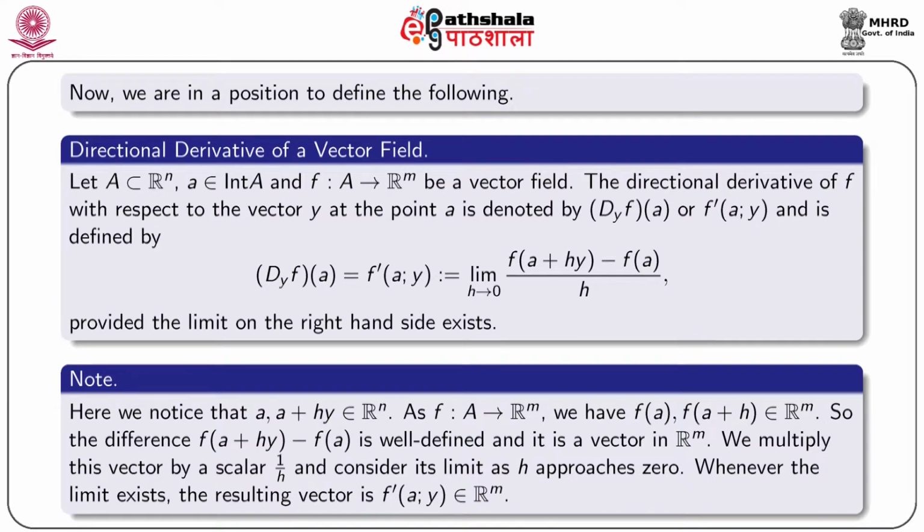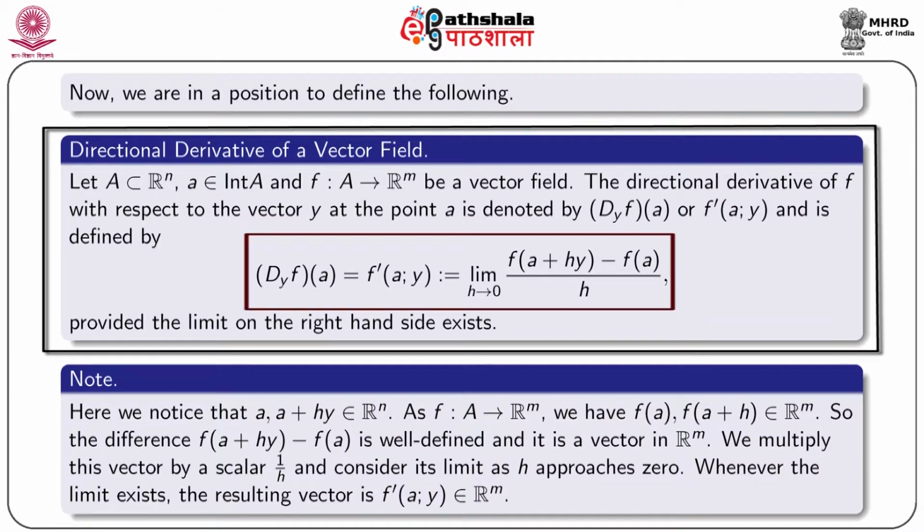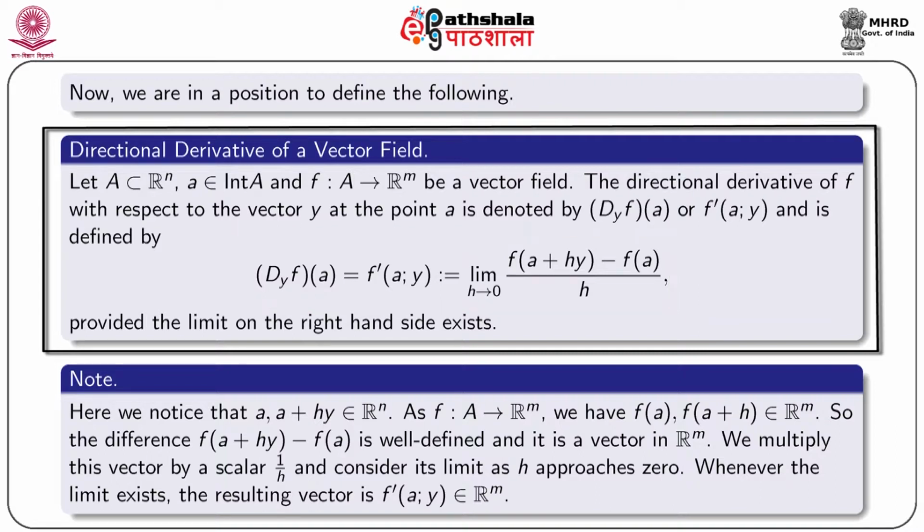Now, we are in a position to define the directional derivative of a vector field. Later, we shall change the name. Let A be a subset of R^n, a an interior point of the set A, and f a vector field defined on the set A where the codomain of f is R^m. The directional derivative of f with respect to the vector y at the point a is denoted by d_y f(a) or f'(a,y) and is defined to be the limit of (f(a plus h y) minus f(a)) by h as h tends to 0, provided the limit exists.